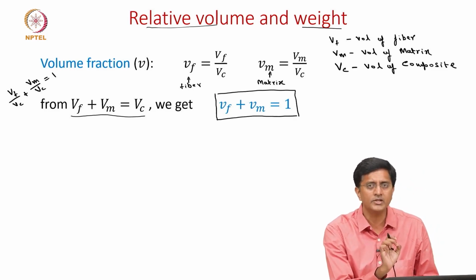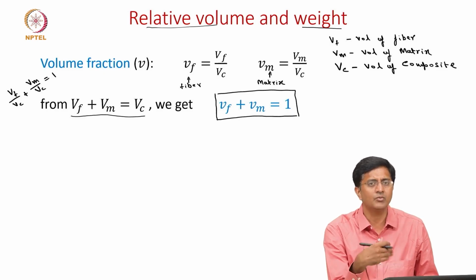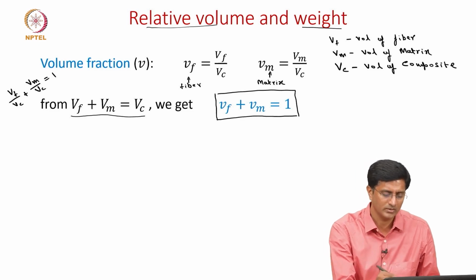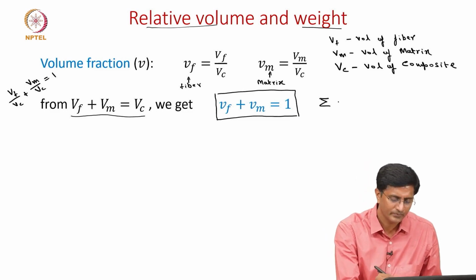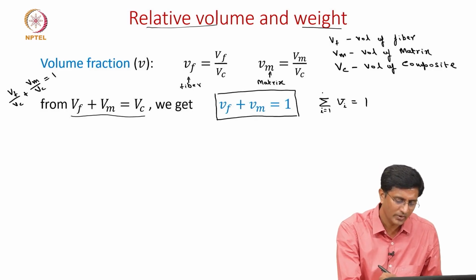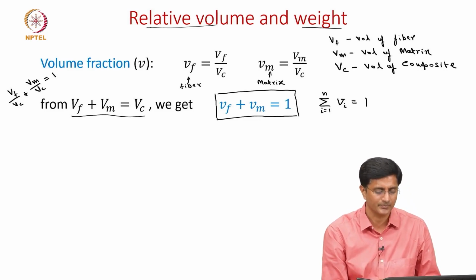Here we have assumed that there are only two constituents, which are the fiber and the matrix, but if there are more than two constituents, then the summation of all the volume fractions should go to 1, where i can go from 1 to n. n is the number of constituents in the composite we are considering.